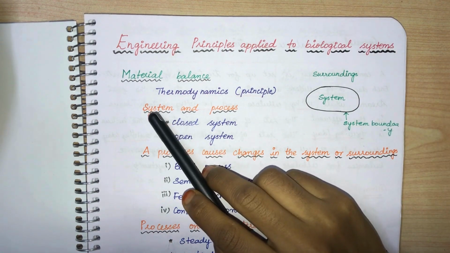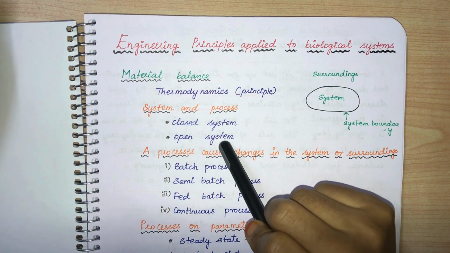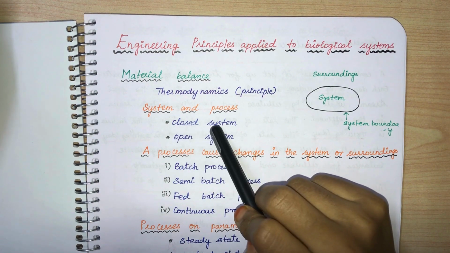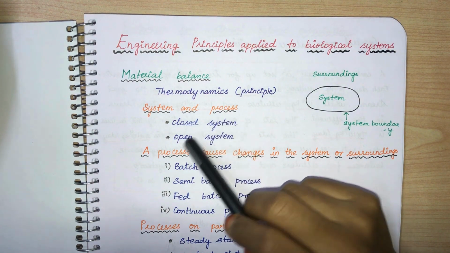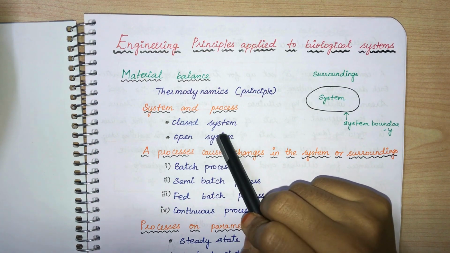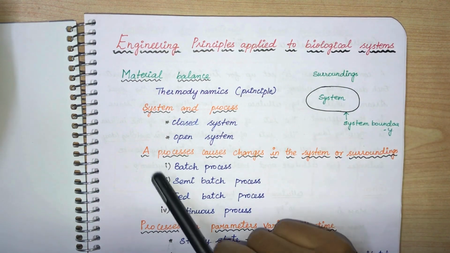There are two types of system: one is closed system and the other is open system. A closed system prevents the mass from moving from the system to its surrounding and vice versa. An open system is capable of mass exchange with its surroundings.